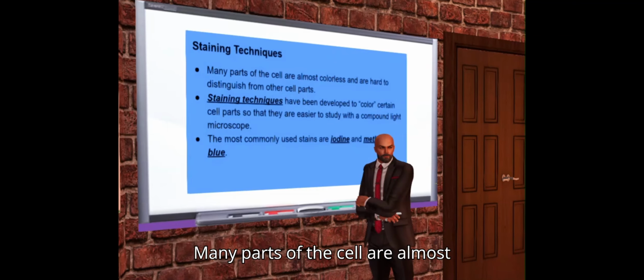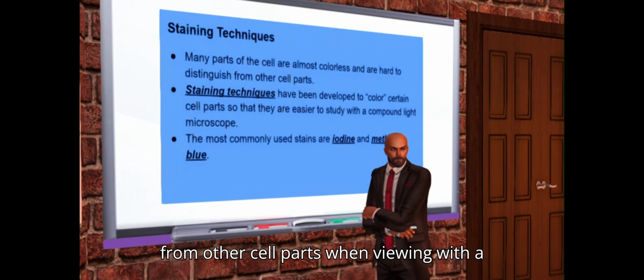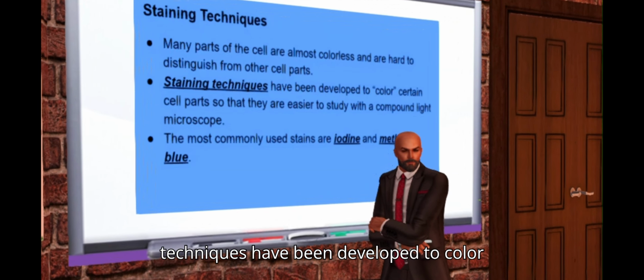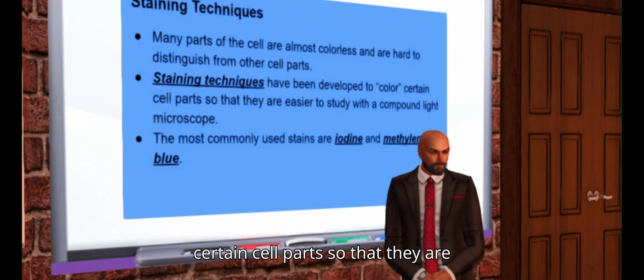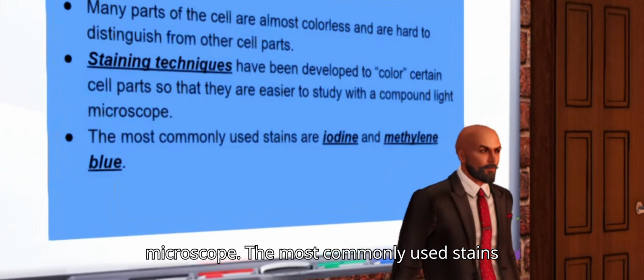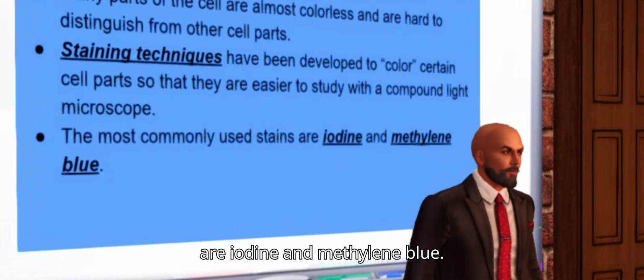Many parts of the cell are almost colorless and are hard to distinguish from other cell parts when viewing with a compound light microscope. Staining techniques have been developed to color certain cell parts so that they are easier to study with a compound light microscope. The most commonly used stains are iodine and methylene blue.